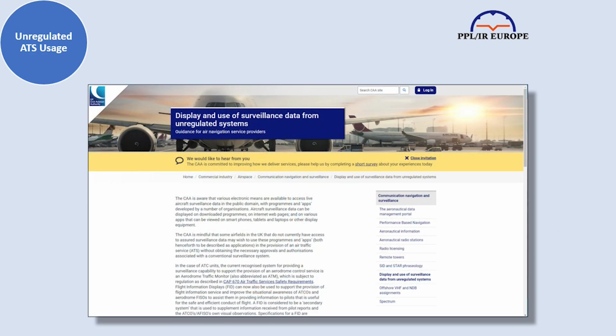For example, the UK CAA has recently issued a notice acknowledging that some airfields without ATC may consider using applications like Flight Radar 24 to enhance situational awareness. However, they caution that such unregulated systems may not meet the necessary safety and interoperability standards for air traffic services. They advise that these tools should only be used for non-safety related tasks, such as forward planning, and not for critical operational decisions. Having talked about technologies at length, a brief summary of the regulatory position.